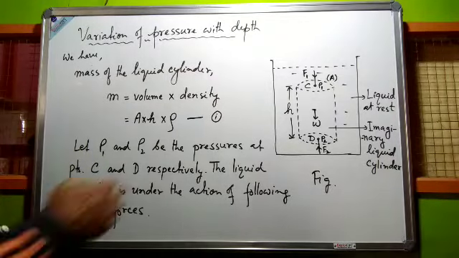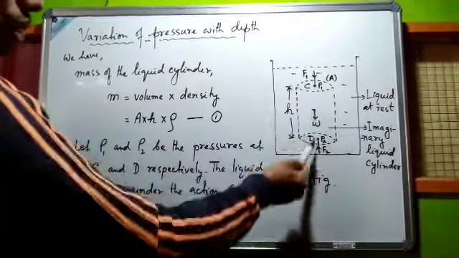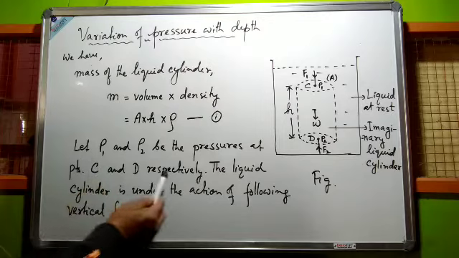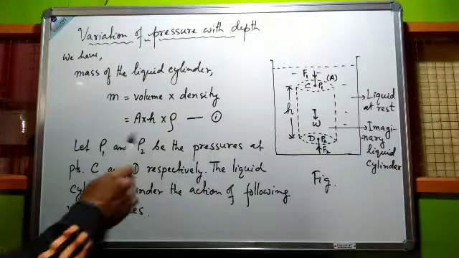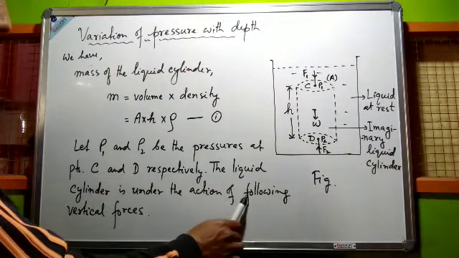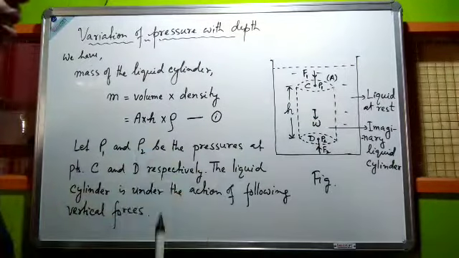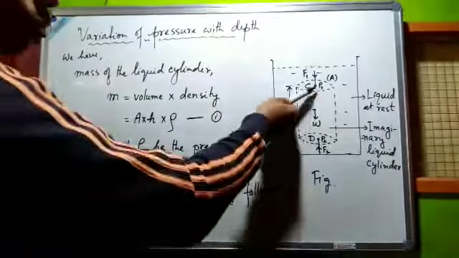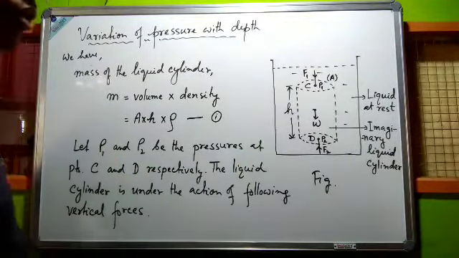Write this as equation number 1. Let P1 and P2 be the pressures at points C and D respectively. The liquid cylinder is under the action of the following vertical forces: F1, F2 and W, the weight of the liquid.